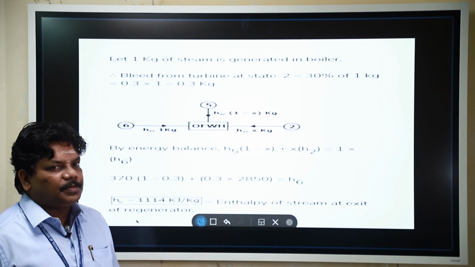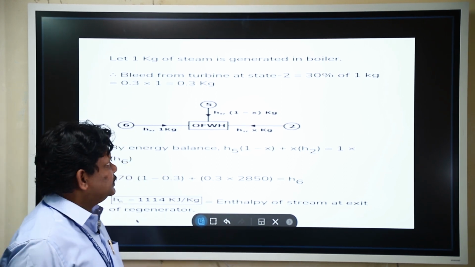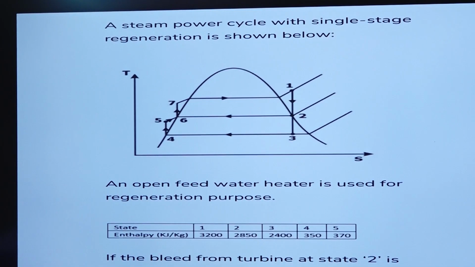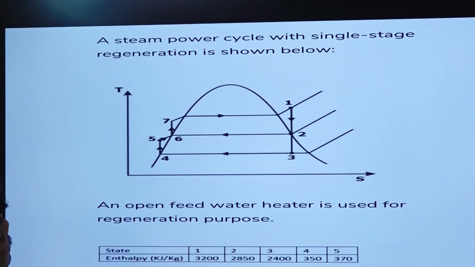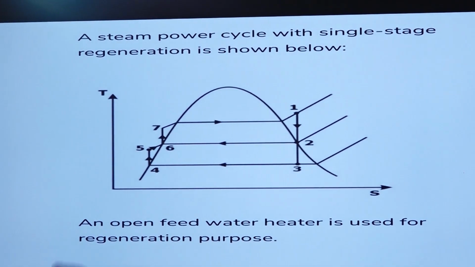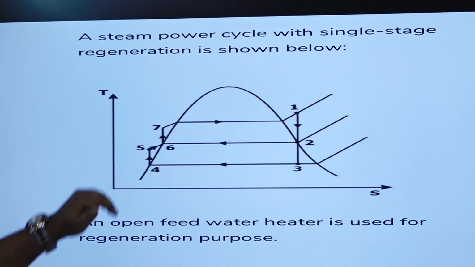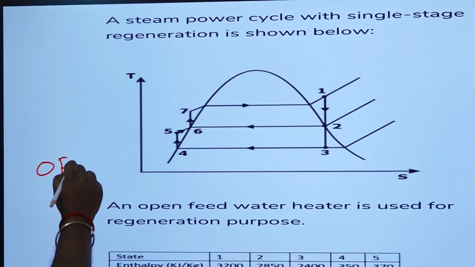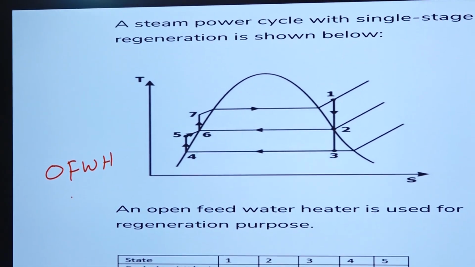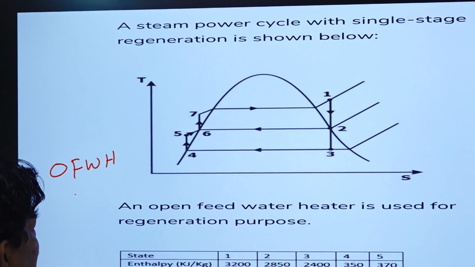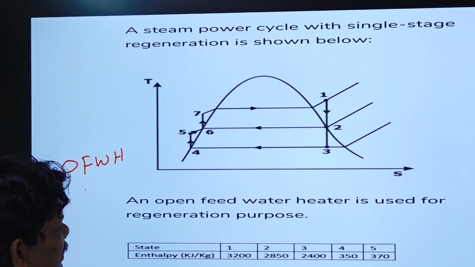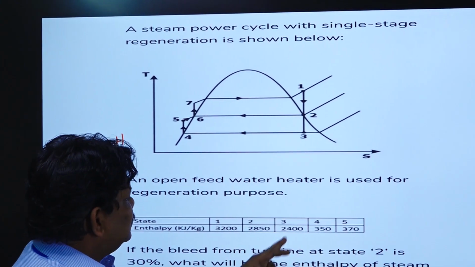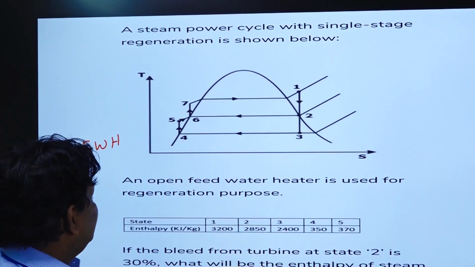So now we can see the problems related to this regeneration process. Say a problem is given to you: a steam power cycle with a single-stage regeneration is shown. An open feed water heater, OFWH, is used for regeneration purposes. The enthalpy at each point, at state 1, state 2, then 3, 4, 5, is given to you.